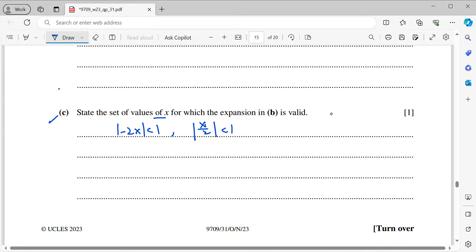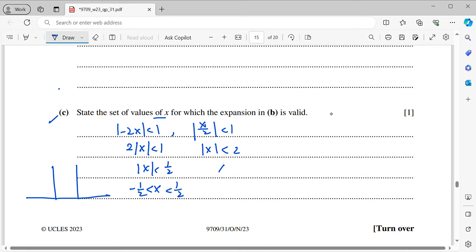Okay, so from here, after the modulus, the negative 2 becomes 2. So 2 modulus x less than 1, therefore modulus x less than half. And then here, to get the modulus x, you will just times the 2 or move the 2 to the right side, becomes less than 2. Okay, so how to get the x values for which expansion is valid? You can just draw the line. This means modulus x is between minus half and half. This is x between negative 2 and 2.